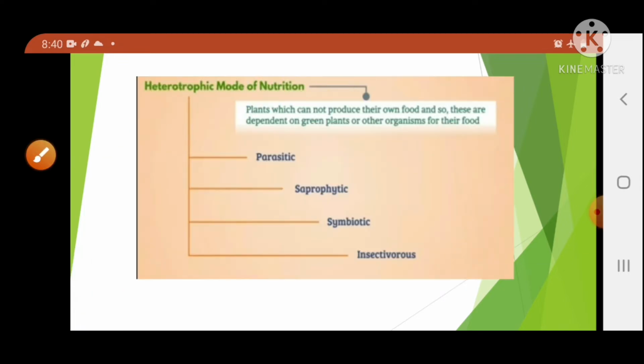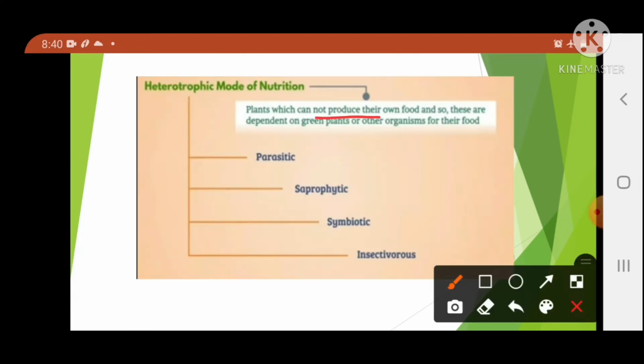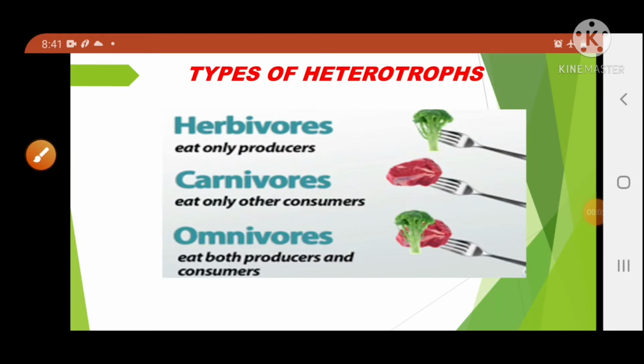On the other hand, in heterotrophic nutrition, organisms cannot make their food and they depend on others to obtain the nourishment. Parasitic plants derive food from the body of host, while saprophytic from the dead and decaying matter. In symbiotic relationship, two organisms work together for their mutual benefit, while insectivorous plants feed upon insects.